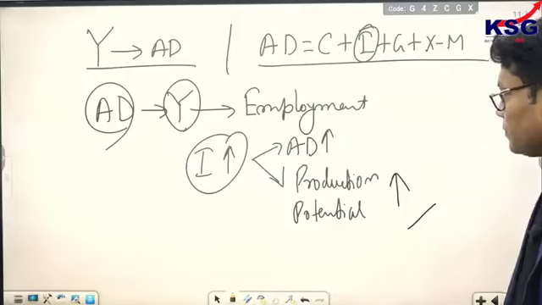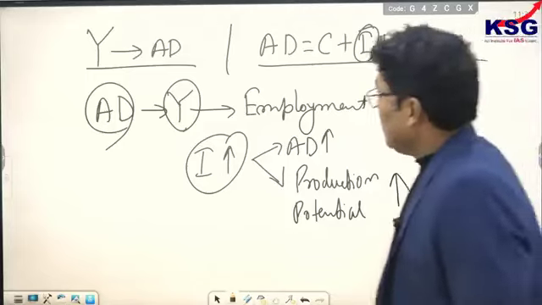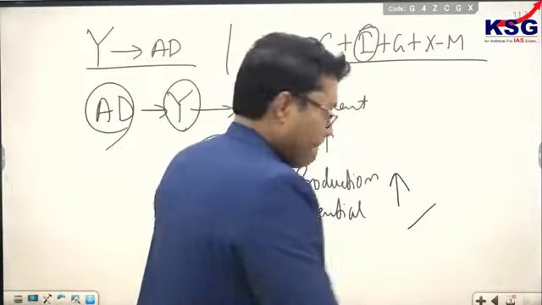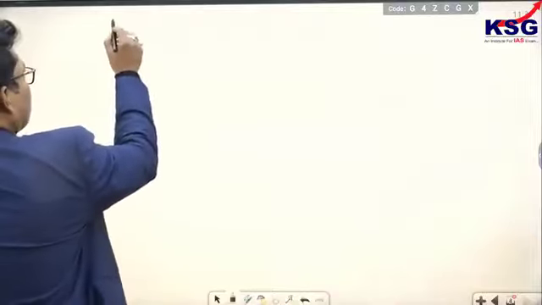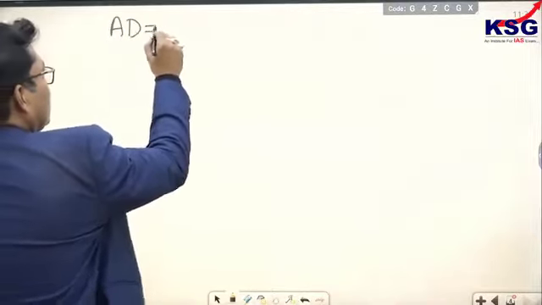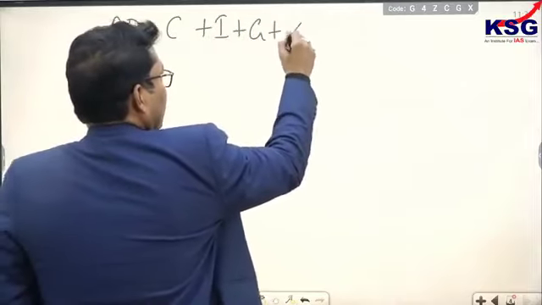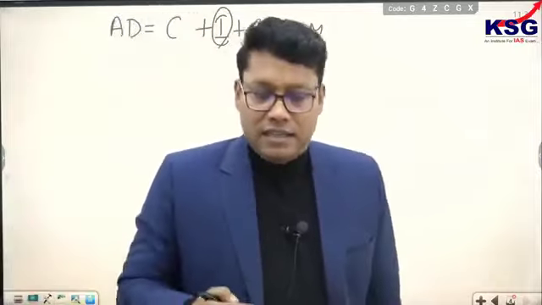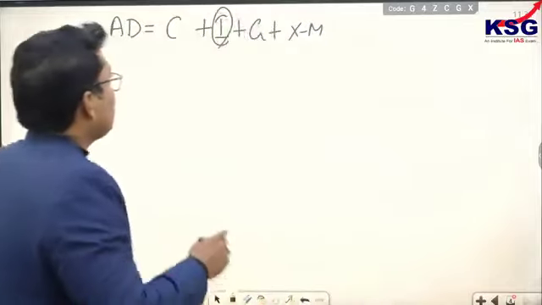Let me, because AD I have discussed: C plus I plus G plus X minus M. So the I part I have discussed: if you are going to increase I, then your aggregate demand is going up. Okay, the two-way AD and this one. C, I think, stands for consumption.